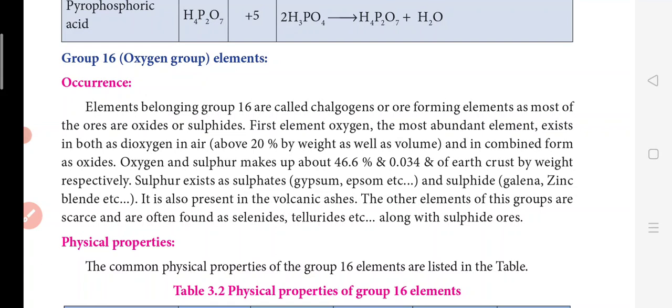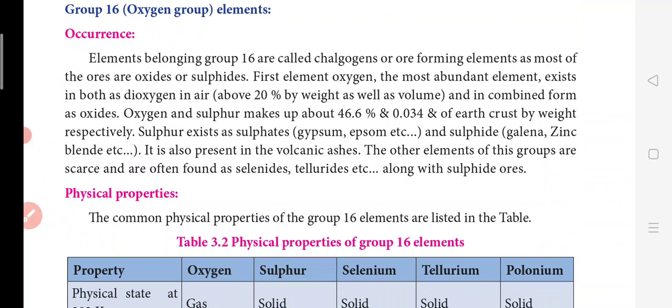Elements belonging to group 16 are called chalcogens, and they are ore forming elements, as most of the ores are oxides or sulfides. So these are called chalcogens, and they are ore forming. Chalcogens mean ore forming elements. The meaning itself is ore forming only, as most of these ores are oxides or sulfides only.